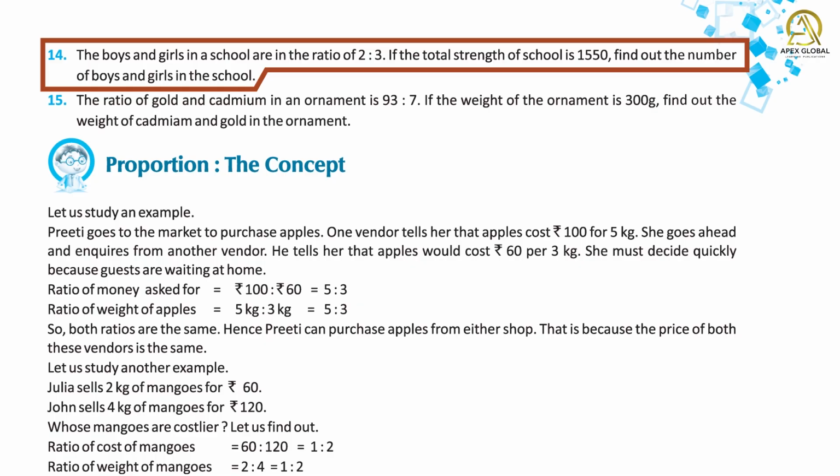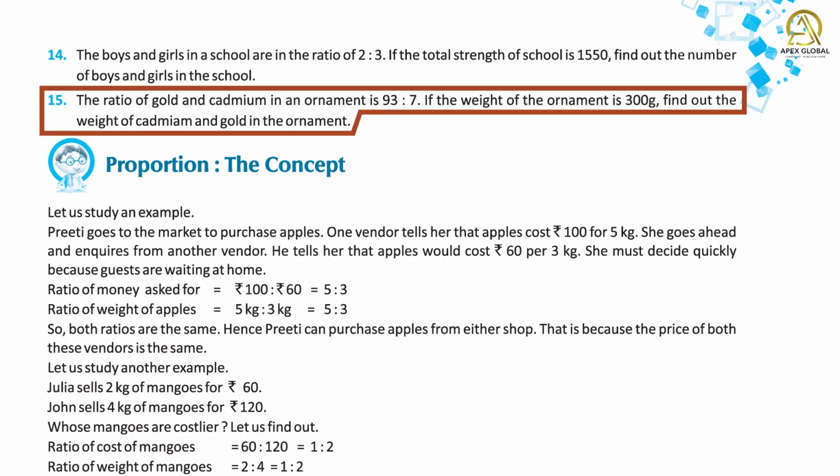Question 14. The boys and girls in a school are in the ratio of 2 ratio 3. If the total strength of the school is 1,550, find out the number of boys and girls in the school. Solution: Boys 620, girls 930. Question 15. The ratio of gold and cadmium in an ornament is 93 ratio 7. If the weight of the ornament is 300 grams, find out the weight of cadmium and the gold in the ornament. Solution: Cadmium 21 grams, gold 279 grams.